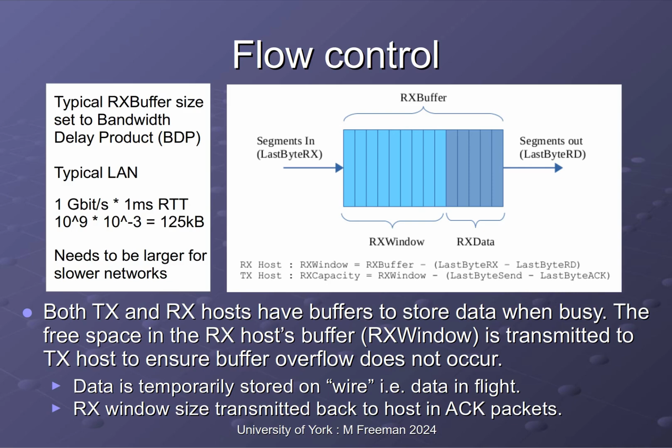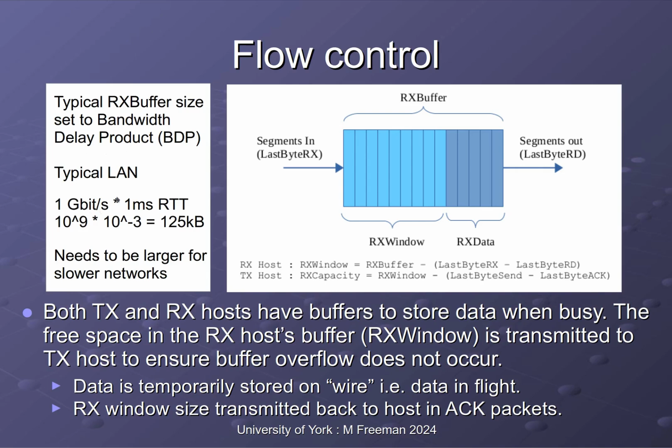So it gives you that little bit of flexibility so you can handle any sudden peaks. So this raises the question, how big should this RX buffer be? How much space should you reserve for each TCP connection on the receiving and transmitting machines? One rule of thumb to determine that is the bandwidth delay product.